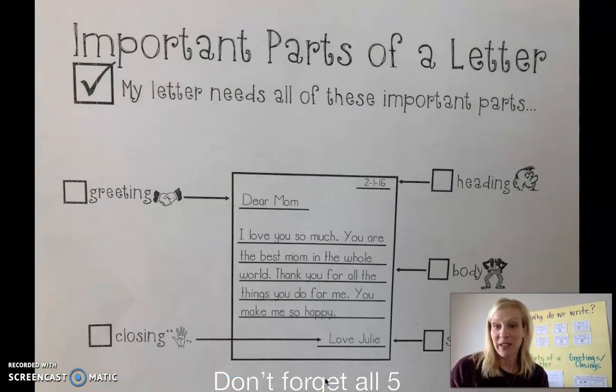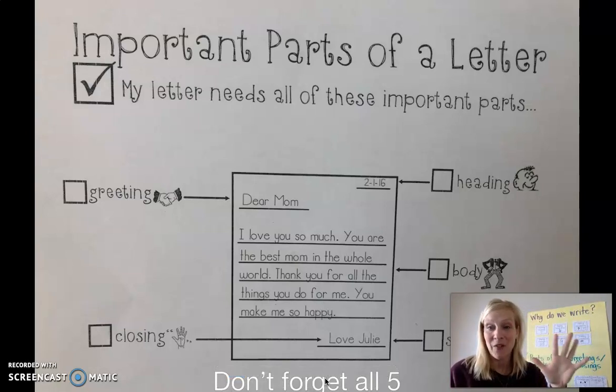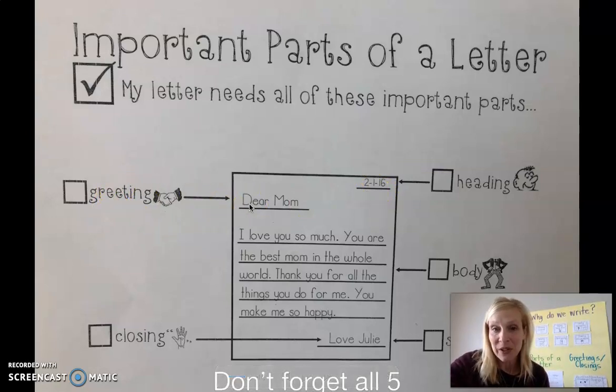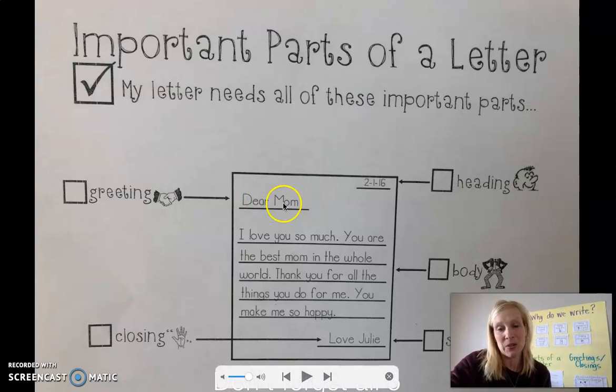The important parts of a letter. I heard you did an amazing job making sure that you had all 5 parts. Let's quickly go through and remind ourselves what those 5 parts are that we have to include. We know we need the heading, and the heading looks like the date. We know we need the greeting, and we also last time went through and found some very fun words that we might choose to write instead of just dear each time. And we also know that an important part of the greeting is to write the person's name who we're writing to.